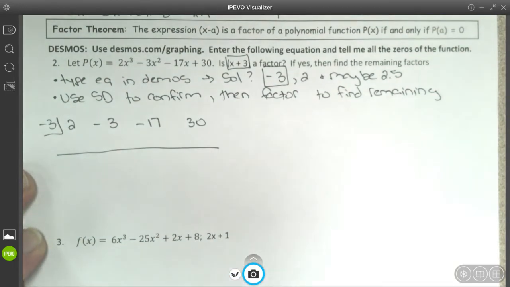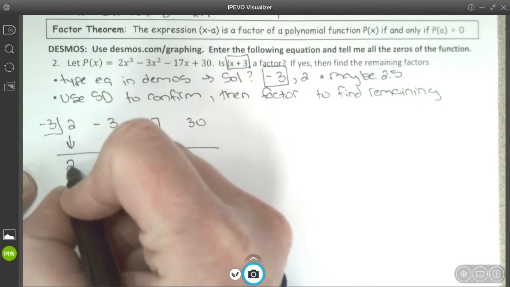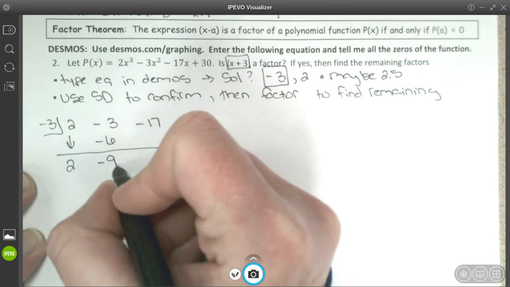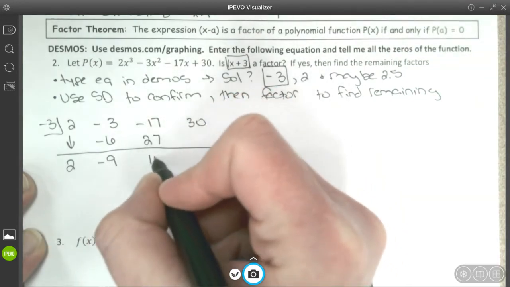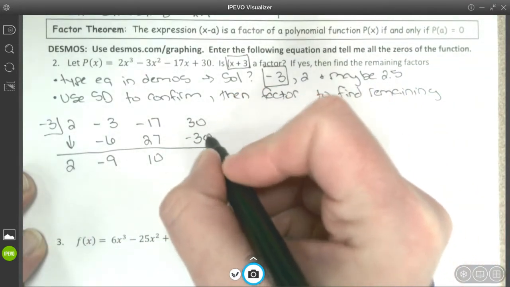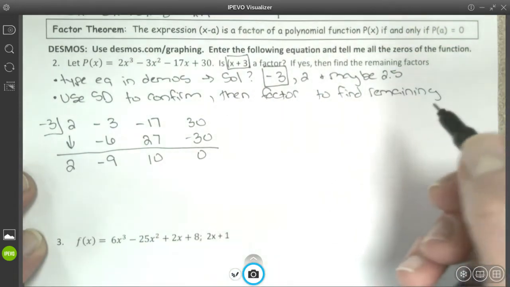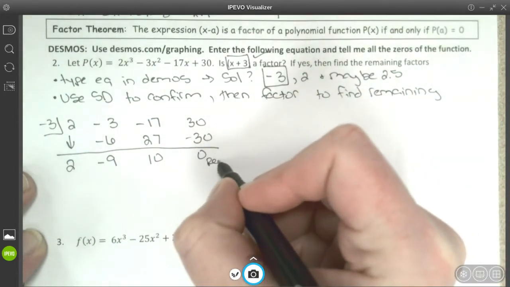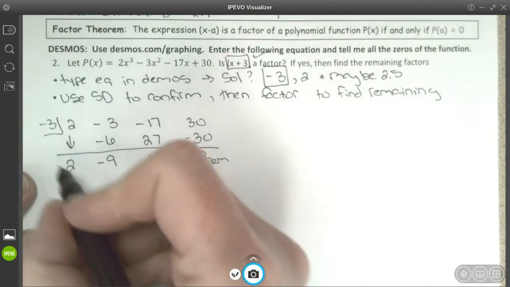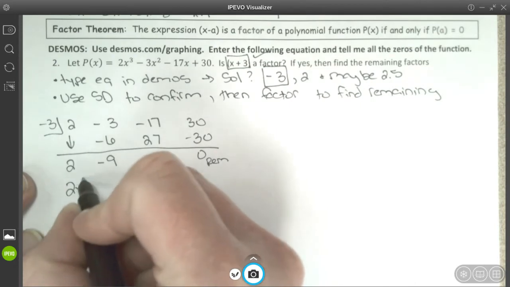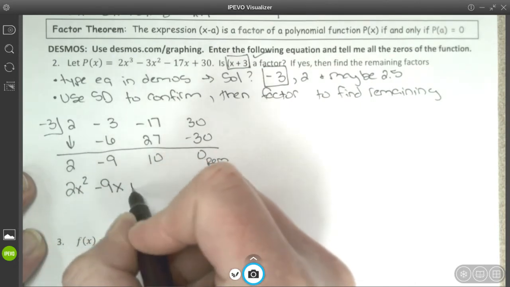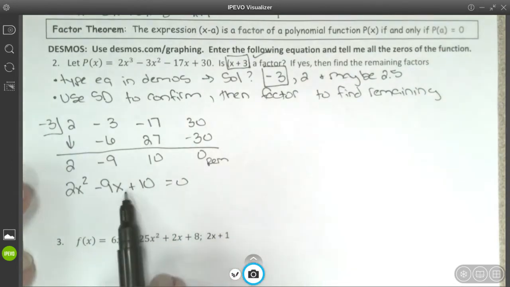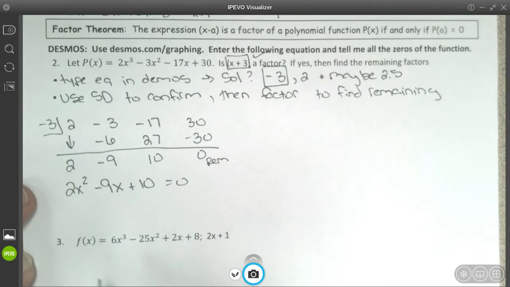So I list out my coefficients. Bring your first one down, and then multiply, add, multiply, add, multiply, and add. All right, so we know that x plus 3 is definitely a factor because my remainder is 0. So let's put your variables back in. So I have 2x squared minus 9x plus 10 equals 0. So this is what that equals.